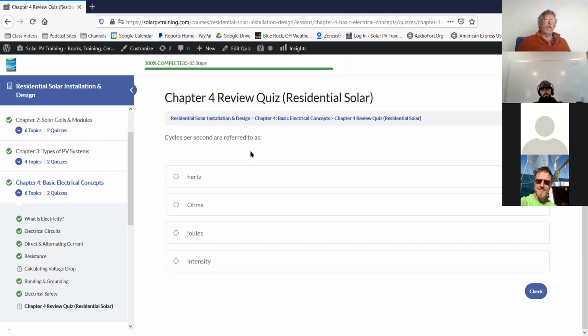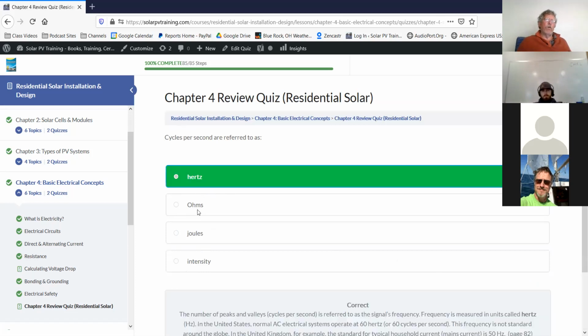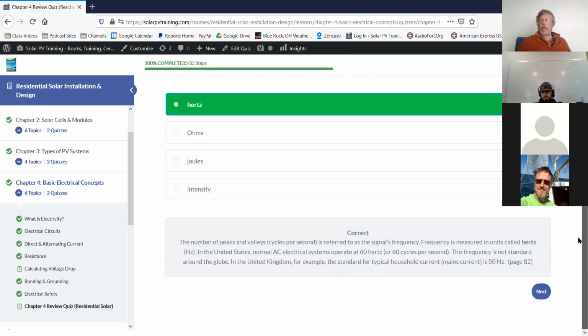Cycles per second are referred to as hertz, right? Most of these names like hertz, ohms, joules, these are all named after dead white scientists, you know. Back in the 1970s, they changed the names of a lot of these. Before it was called hertz, it was referred to as cycles per second. But now standard international units are referred to as hertz, ohms, joules, newtons, watts. All of these are like old dead white scientists.